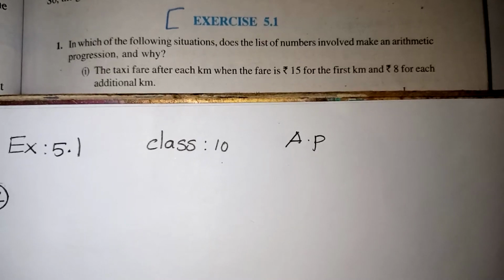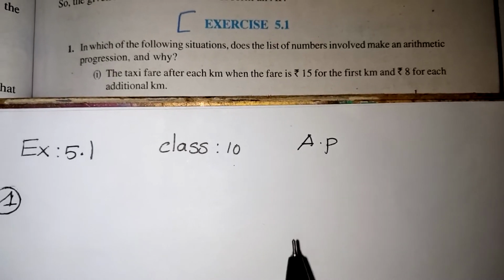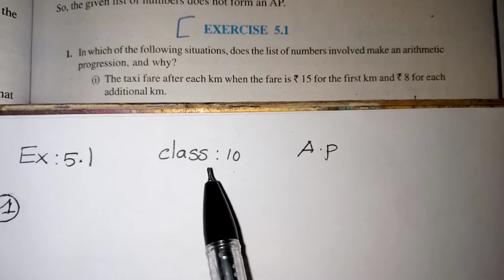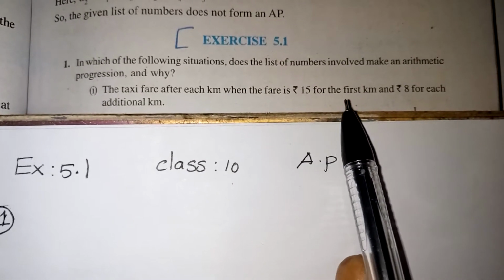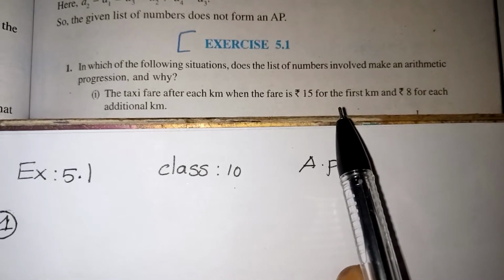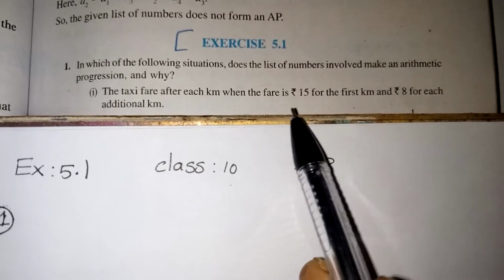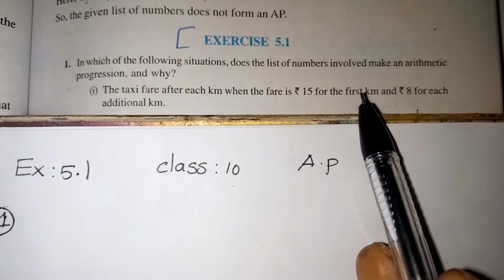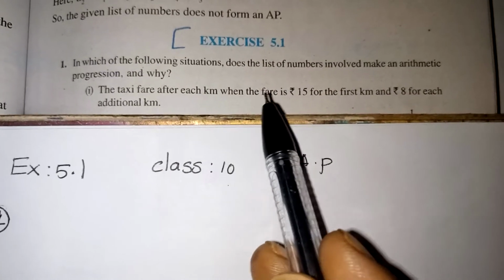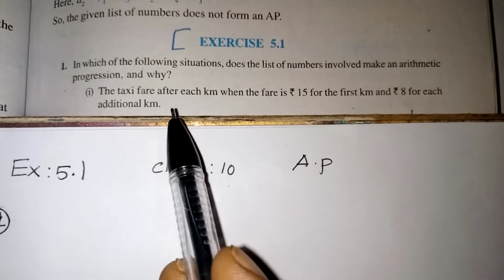Hi students, in this video we are going to learn exercise number 5.1, question number 1. In which of the following situations does a list of numbers involved make an AP, and why? So we need to find out the numbers involved in this problem. Then we have to say whether it is an AP or not, by checking the difference.